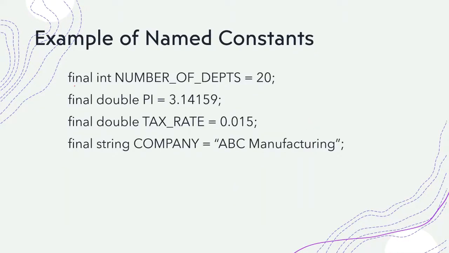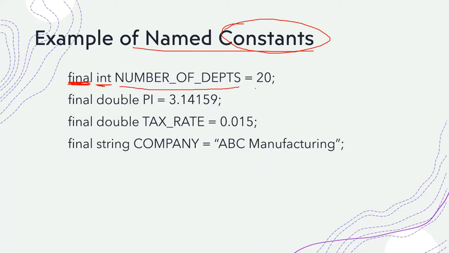Examples of named constants are these. We have final. If you can see the keyword final, this is already a named constant. We also use the data type. Number of days is equal to 20, meaning number of days cannot change its value anymore. It's always 20. Final double pi, this one cannot be changed anymore, and as well as this one. So those are how we code constants and variables.